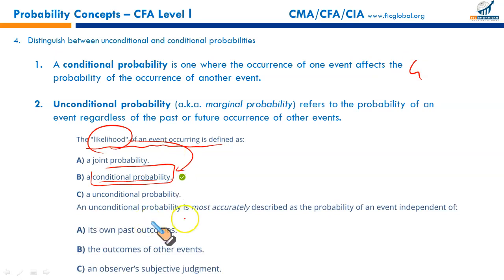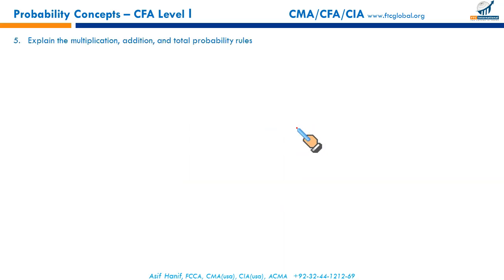An unconditional probability is most accurately described as the probability of an event independent of the outcomes of other events. Unconditional probability doesn't depend upon the past or future occurrence of other events. It's independent of others. So moving on to your next reading, explain the multiplication, addition and total probability rules.